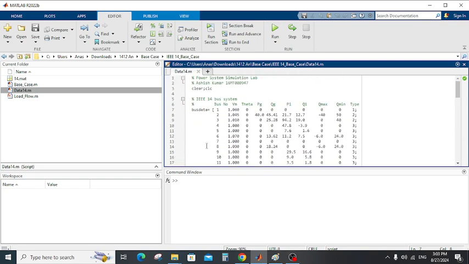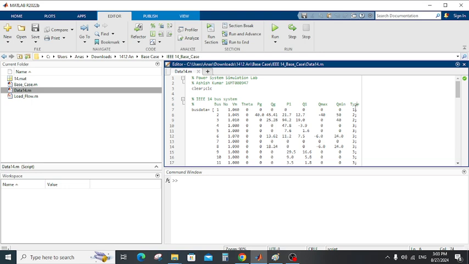data. The bus data has the number of the bus and the voltage at each bus. This is the initial voltage, the theta, which is the angle of the voltage of each bus, the generation power, reactive power generation, power load of each bus, the reactive power load, the maximum reactive power and minimum reactive power, and the type of the bus.